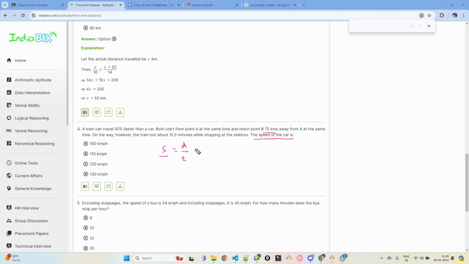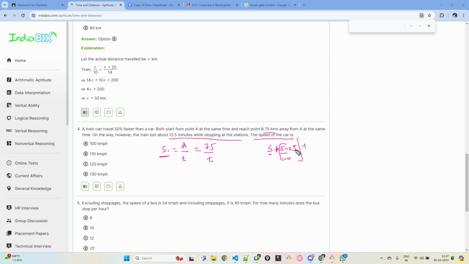So this will be 75 divided by time taken t. You are not given any time. However, on the way, the train lost about 12.5 minutes, and the train travels 50% faster. So if the speed of the car is s, the speed of the train will be speed plus 50% of speed. This is 50% faster, so 50% of the speed you have to add to the speed of the car. This will be the train speed.